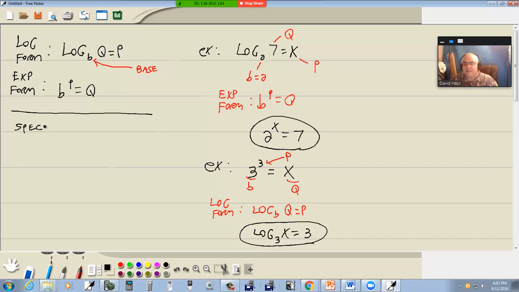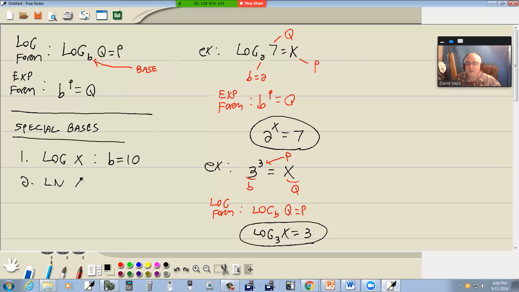Now we have some special bases. If you got just simply log of something, like log x, there is no base. There's no number that follows it. We just have log. Then your base by default is 10. Now this is the common log. On the other hand, if we have natural log of something, ln, then your base is e. That's your 2.7, a bunch of decimal places. That's our natural log.